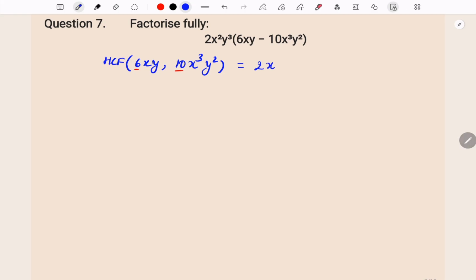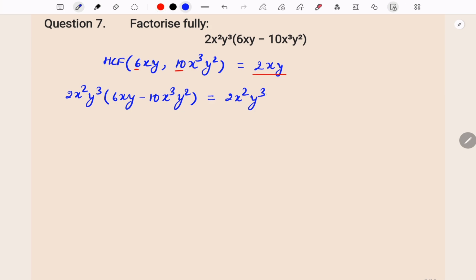So we will take x, and for y, we have y and y squared. We will take y because we need to take the common variables with the smaller power. So now we have the expression 2x squared y cubed multiplied by 6xy minus 10x cubed y squared. Okay, and I can factor out 2xy. So we have 2x squared y cubed, and now we will factor out this 2xy.